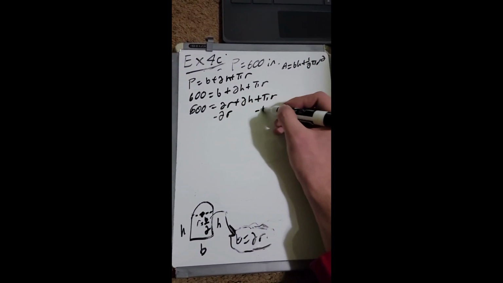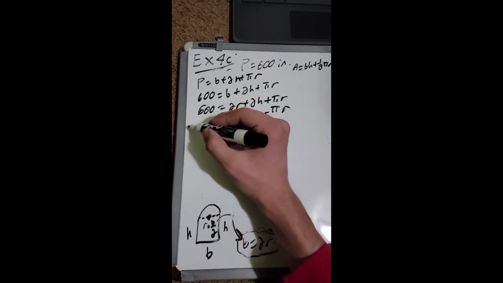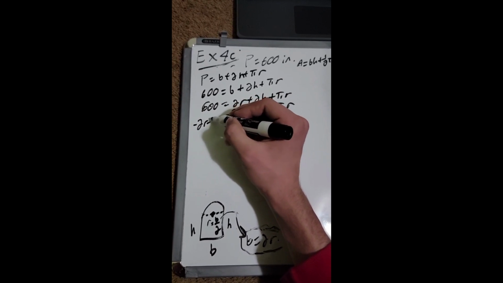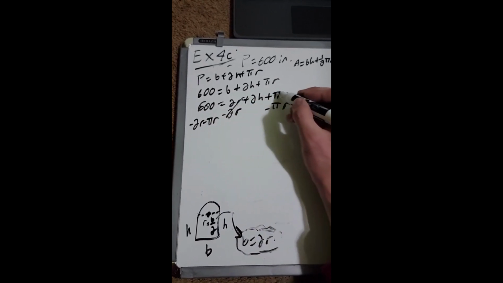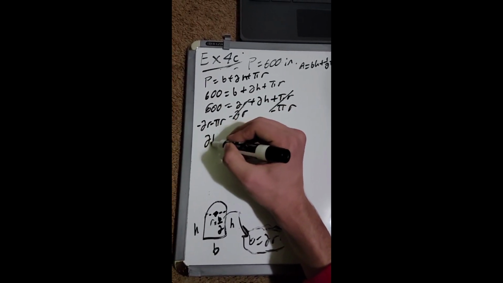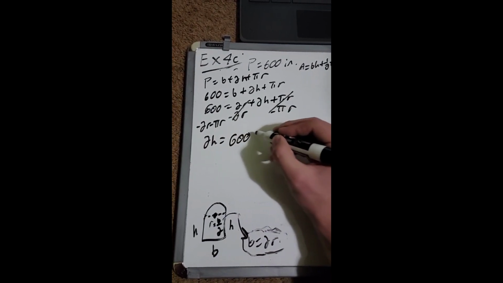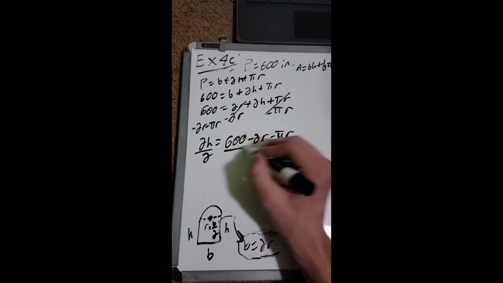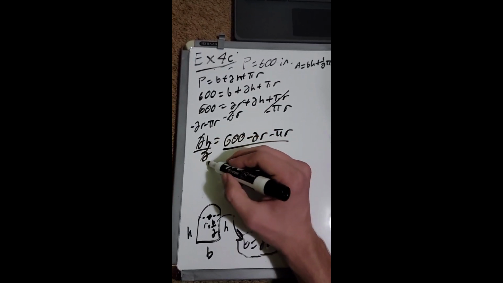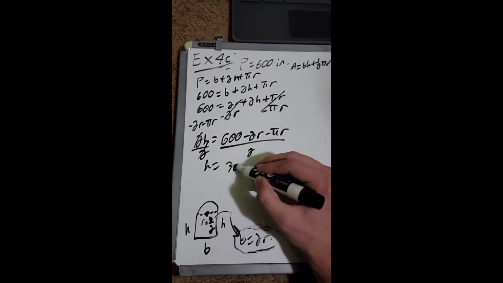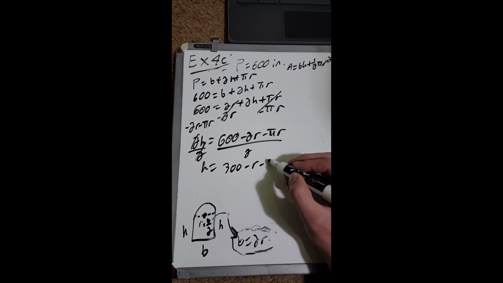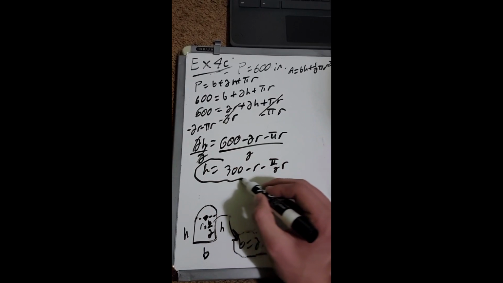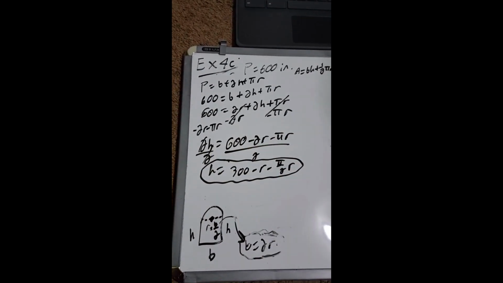That's 2r minus pi r. Shouldn't be too much different for you. Maybe some of the writing looks a little cleaner, a little bit of a different spot. But in general, yeah, and tone of voice. 300 minus r minus pi over 2r. So this is h in terms of r.